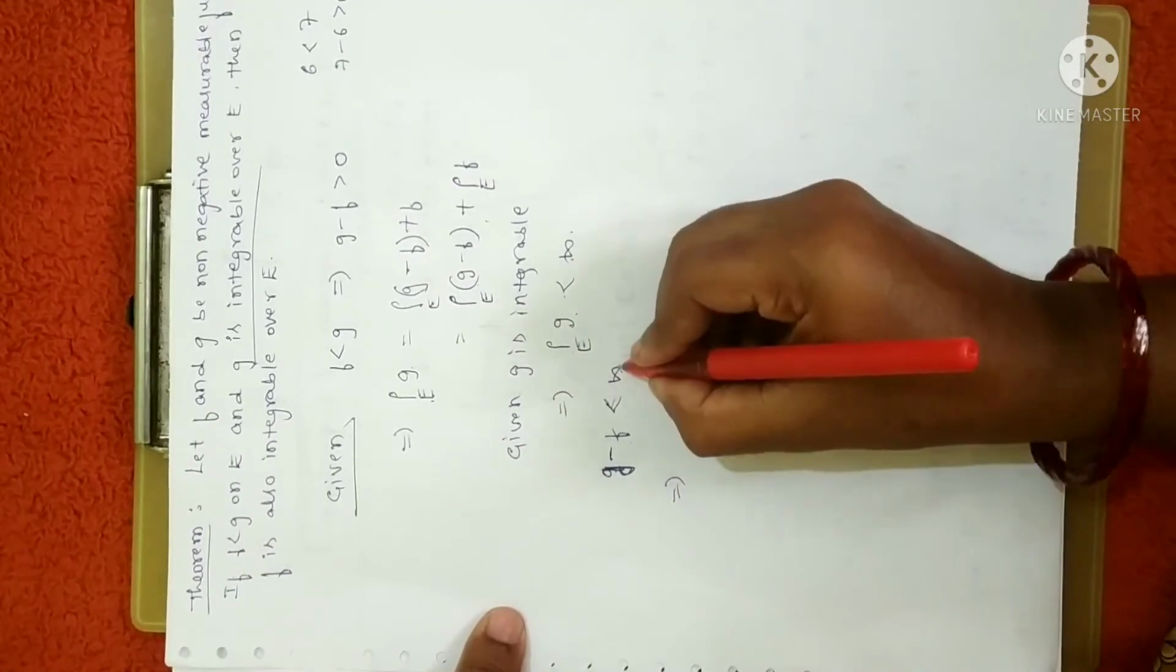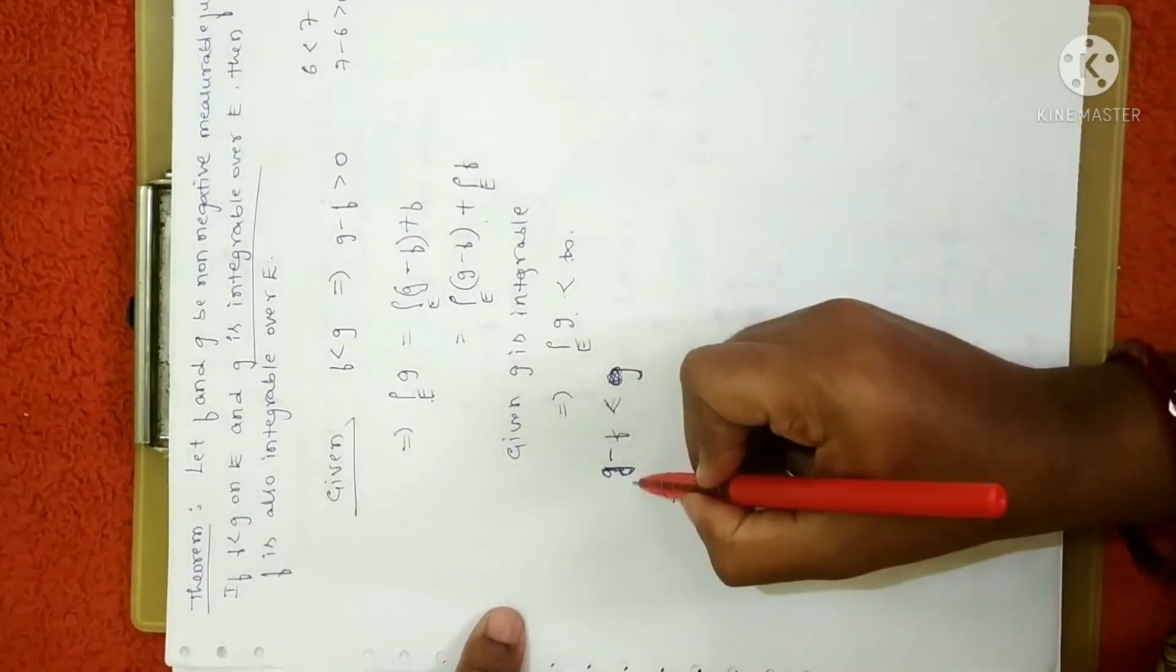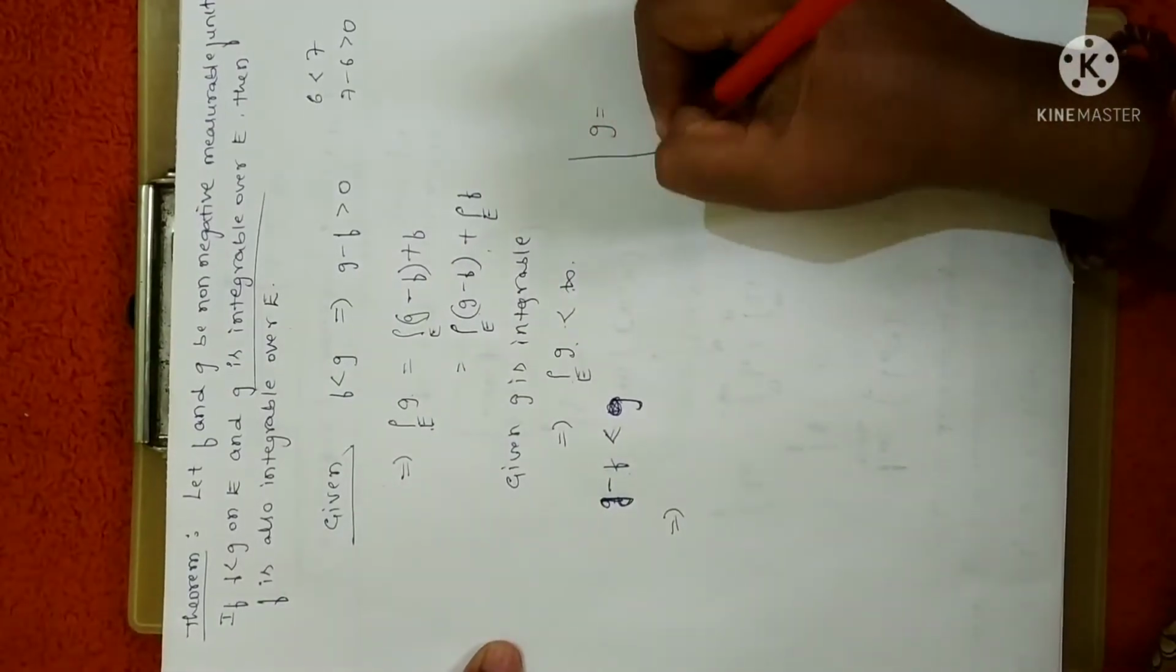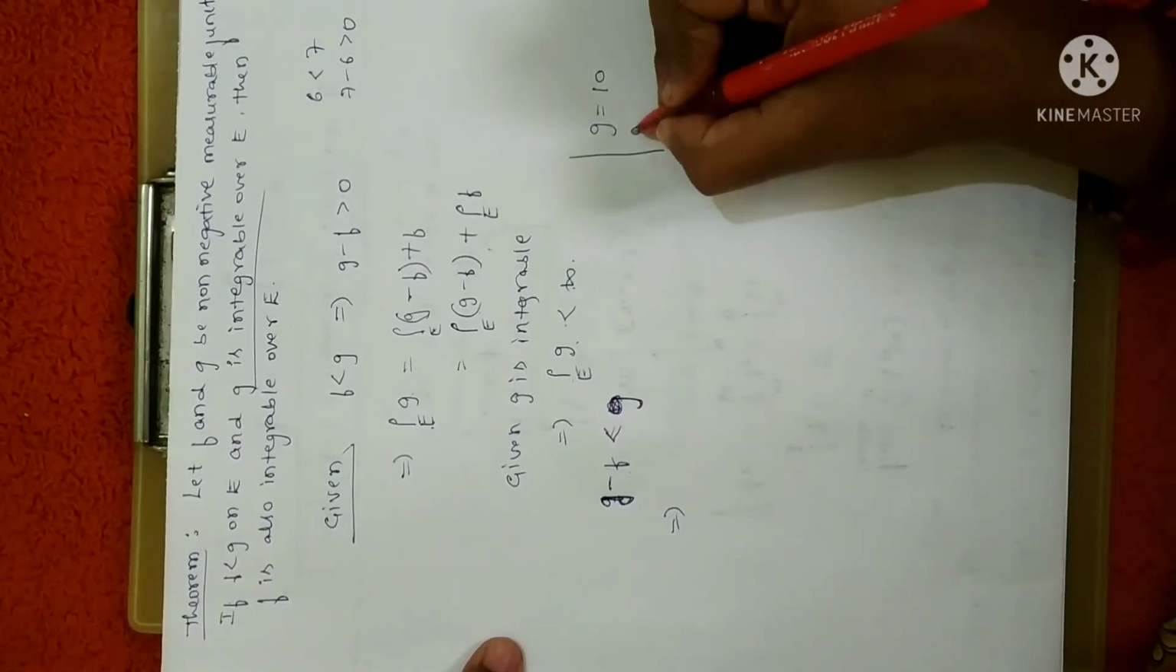So less than g, obviously, right? So g is the highest number. Let me give you one counter example. Suppose g is equal to 10, I'll just give you numerical values, and let me take f as some 5.